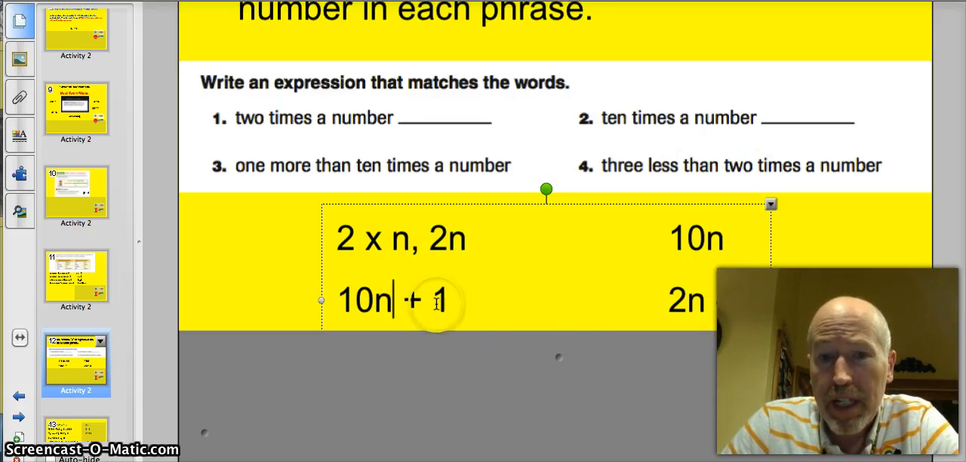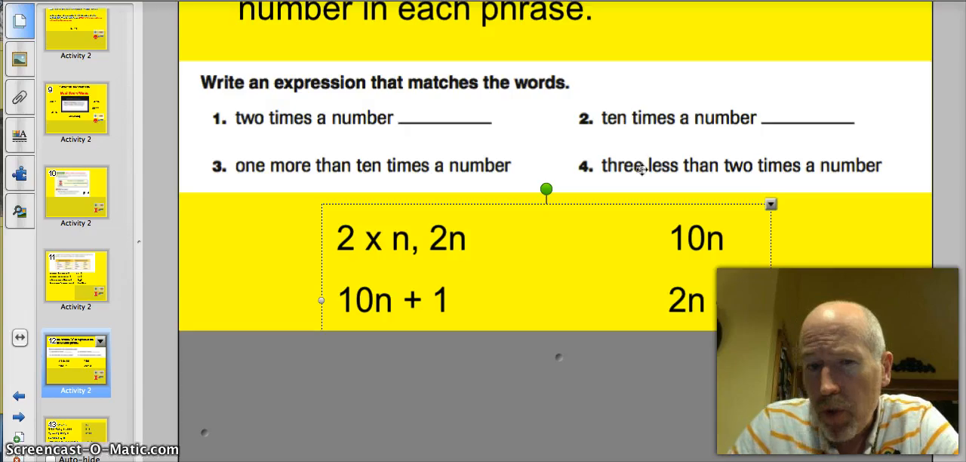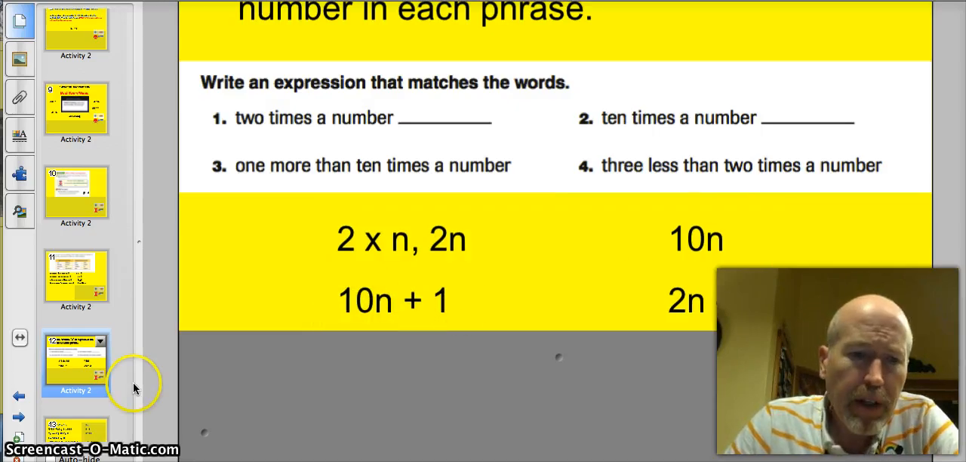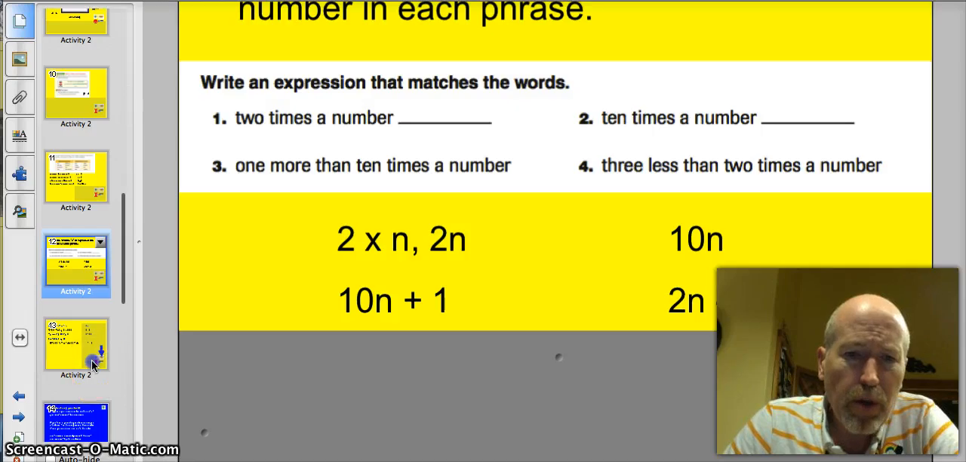1 more than 10 times the number. So here you have the 10n plus the 1, or 1 more. So sometimes you switch the order. You don't say 1 plus 10n. You'll say 10 times the number plus that 1. Okay? All right. Before we get to the ticket to the show, here's a little self-quiz.